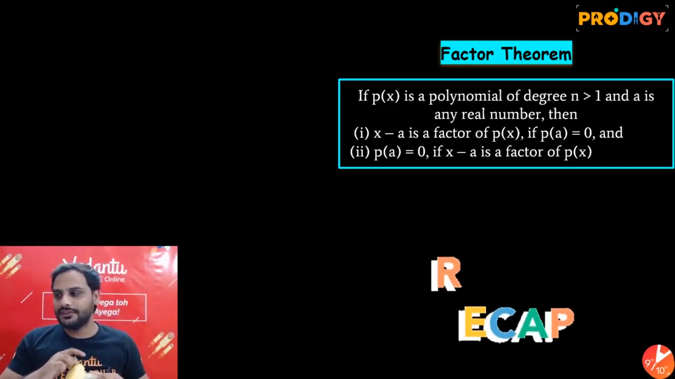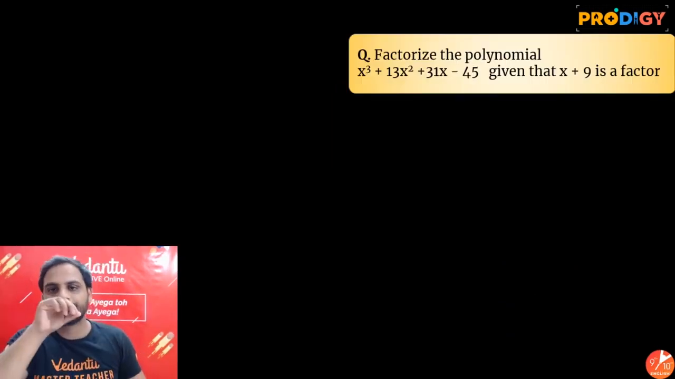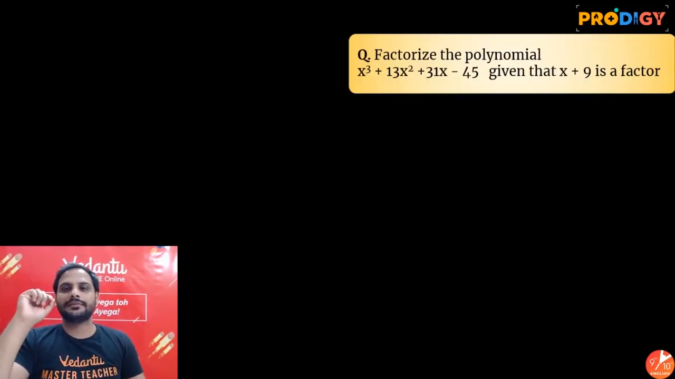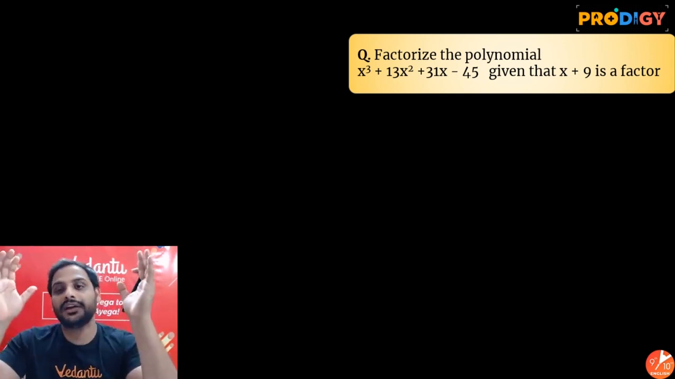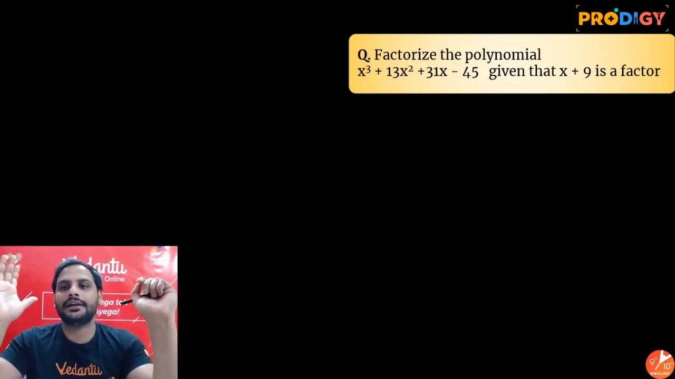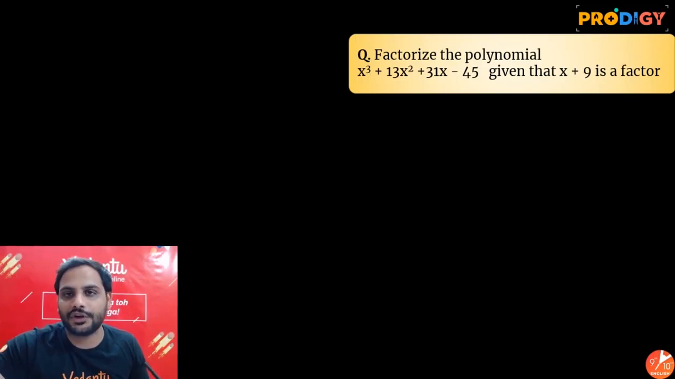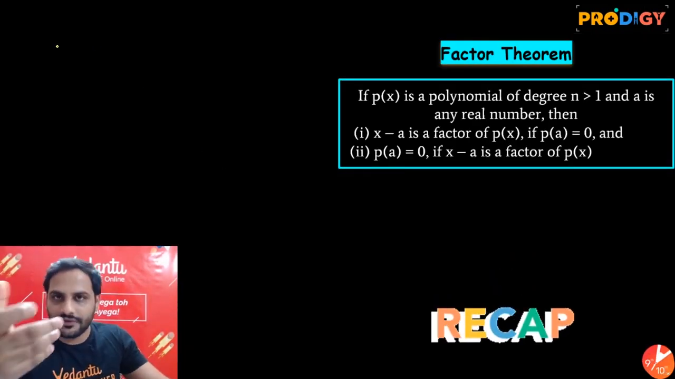Now, with the help of the factor theorem, we'll be solving the factorization of cubic polynomials and all. Look at this question. Factorize the given polynomial: x cube plus 13x square plus 31x minus 45. It is given that x plus 9 is one of the factors. But try to understand over here.